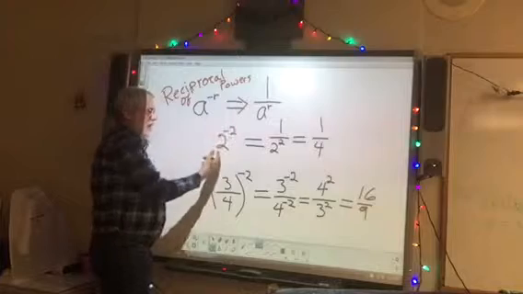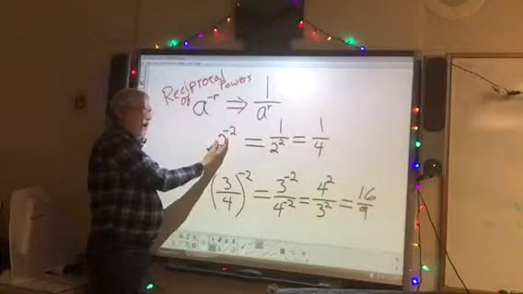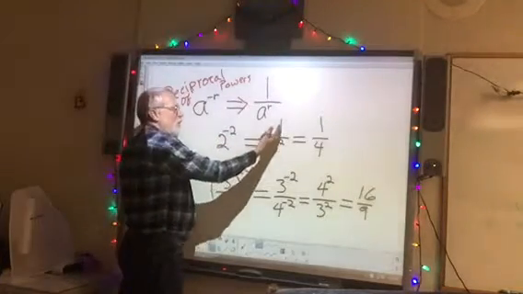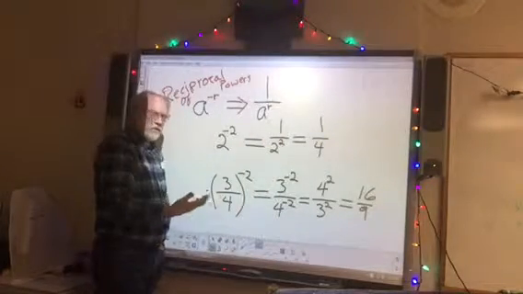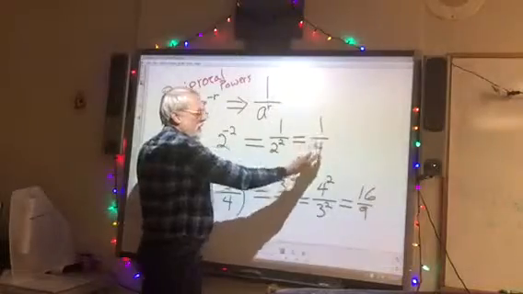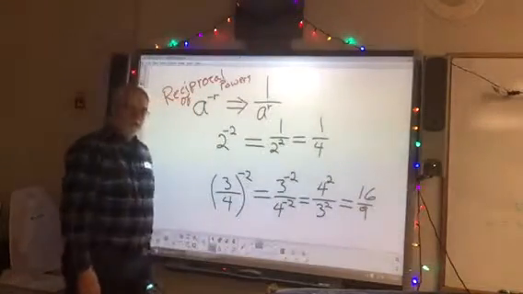Here's an example. 2 to the negative second power is the same as 1 over 2 to the positive second power, which ultimately is 1 over 4, 1/4.